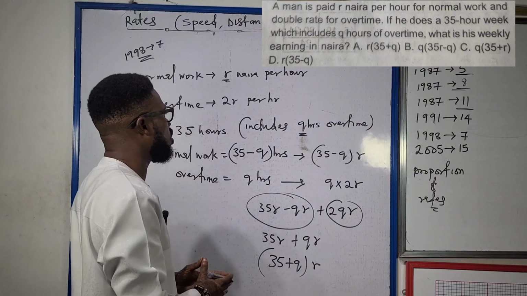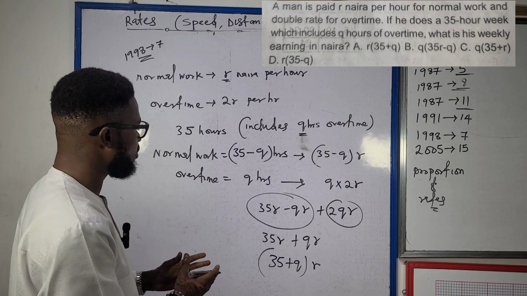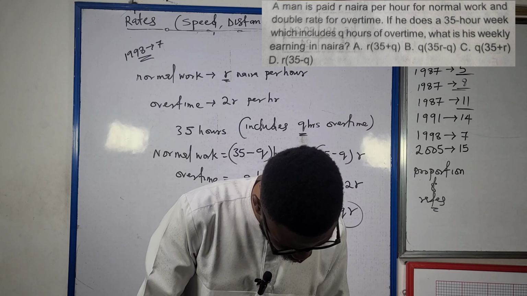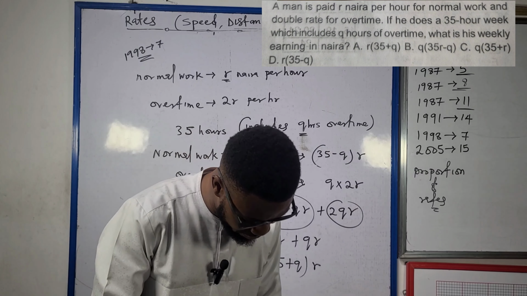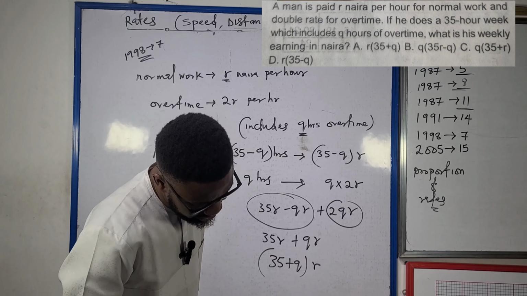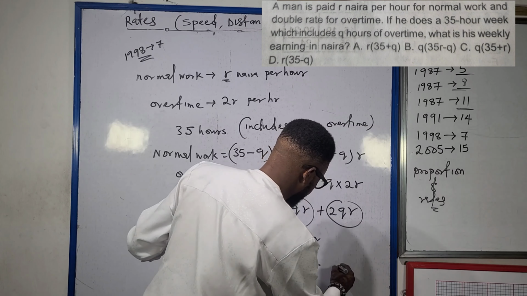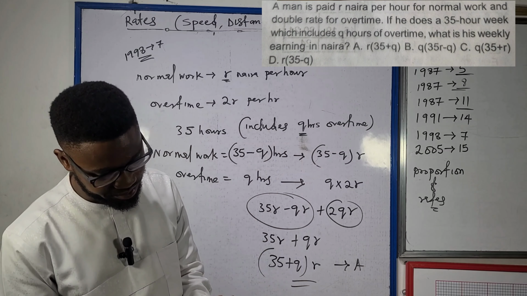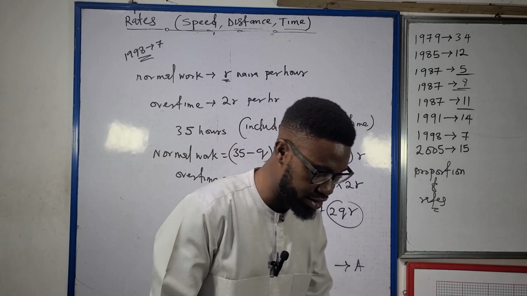So this is what the pay will be for that week. What is the weekly earning in naira? So this is R times 35 plus Q, and that is option A. That is option A. So quite direct. So we move on to the next thing.